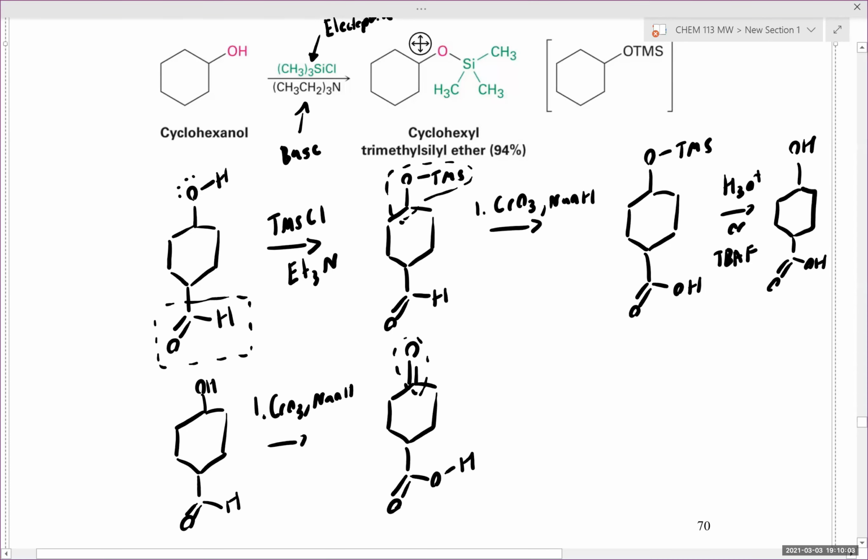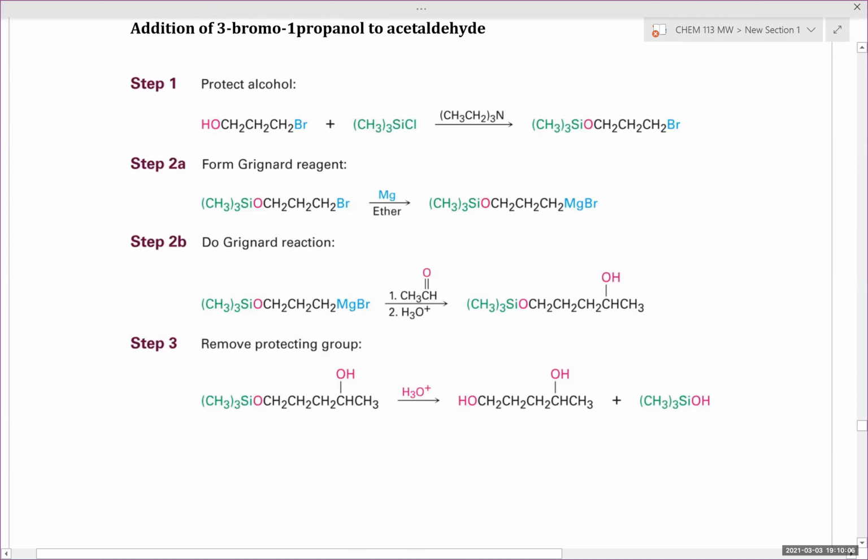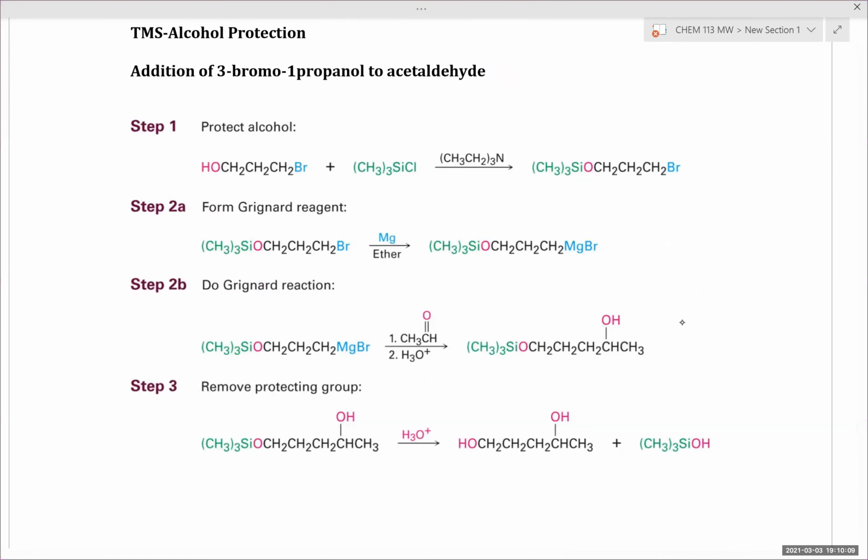If not, let's keep going then, and let's discuss a typical sequence to generate, for example, a Grignard from a fragment that contains an alcohol. So obviously this alcohol is incompatible with a Grignard reagent. So to get around this, we're going to protect our alcohol as a trimethylsilyl ether. We're protecting our alcohol with chlorotrimethylsilane. So that generates our trimethylsilyl ether.